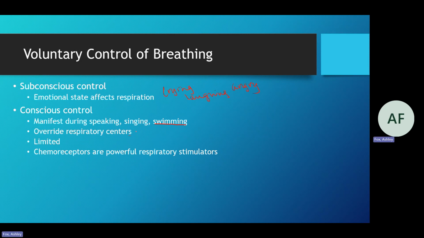But it's limited. There's only so much time that you can hold your breath before your respiratory centers are going to take over. So there's only so much time you can speak or sing or hold your breath swimming until you are forced to breathe and your brain takes over. So these are going to be controlled again by your chemoreceptors. And again, the major one is going to be the partial pressure of carbon dioxide. Your carbon dioxide levels are going to change and it's going to take over. So the reflex of what happens in your medulla and your pons is going to take over and you will breathe no matter whether you want to or not. You have no choice.